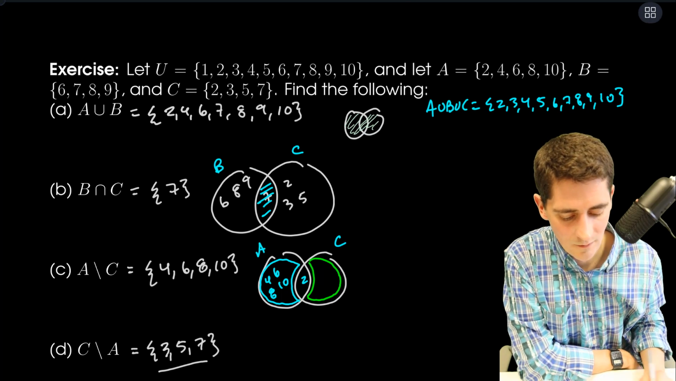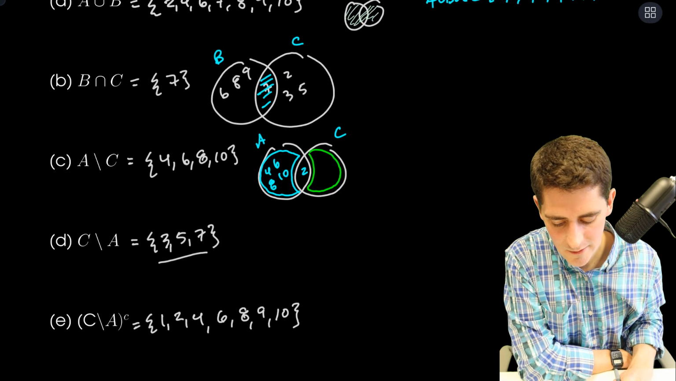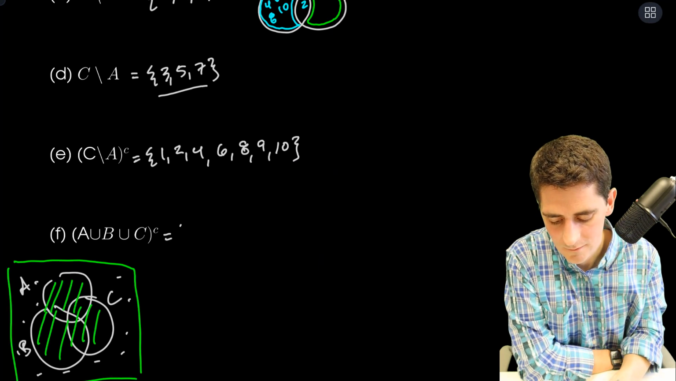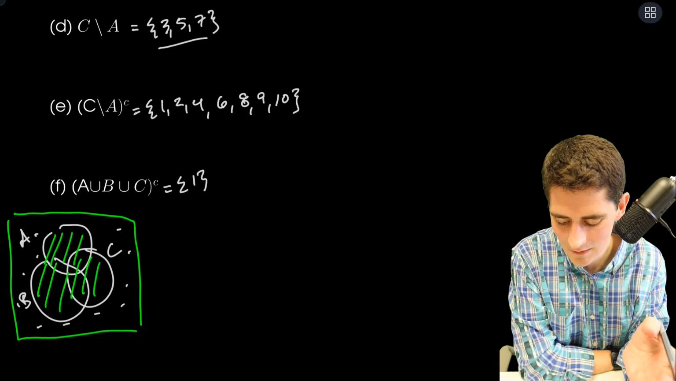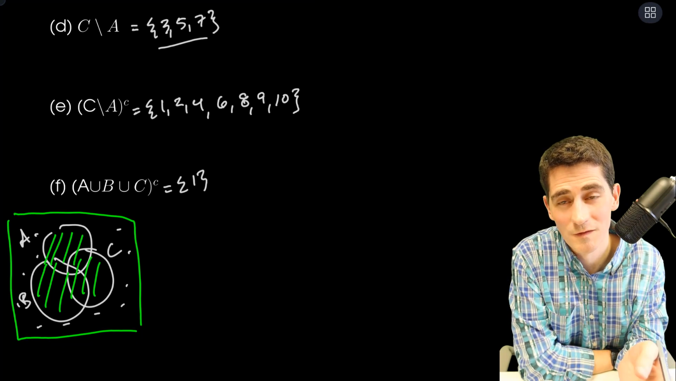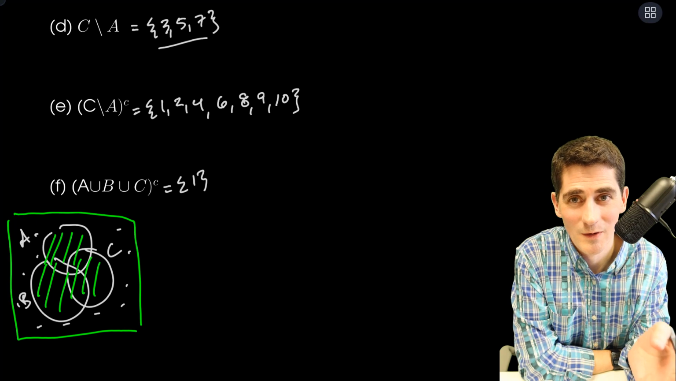What is not in any of those? The complement of A union B union C then is just 1. Because that's the only thing in my universal set that wasn't in either A, B, or C. I hope that makes sense.